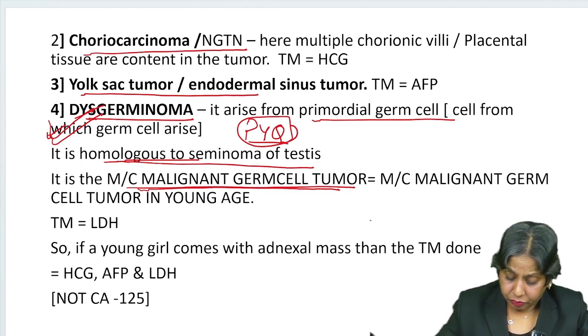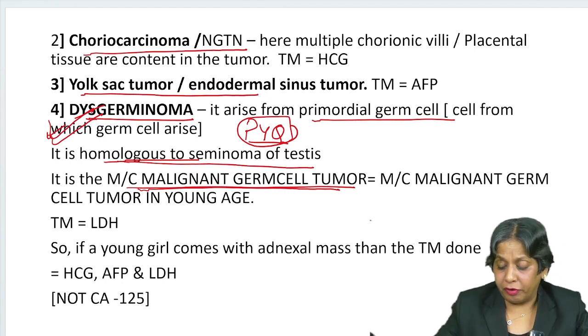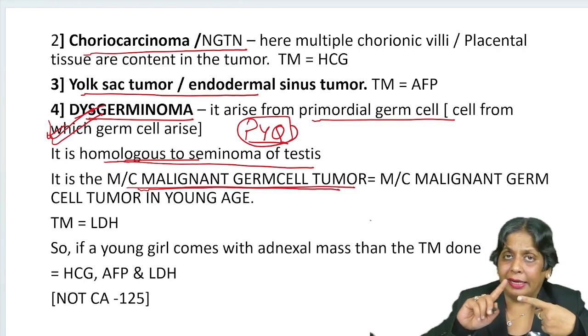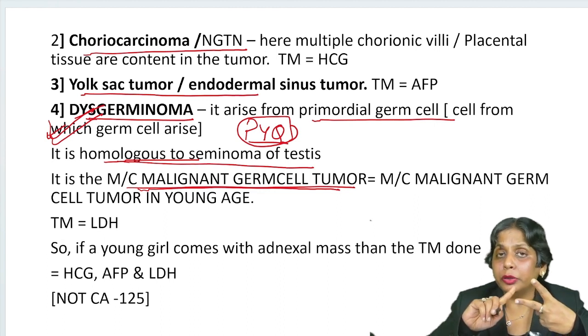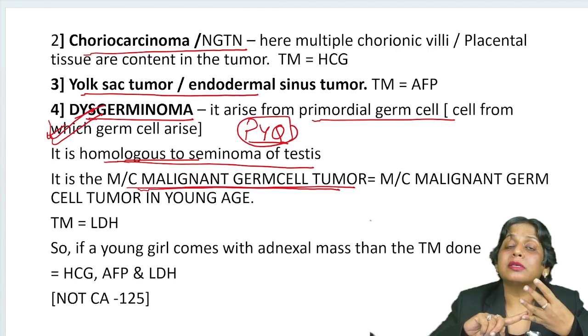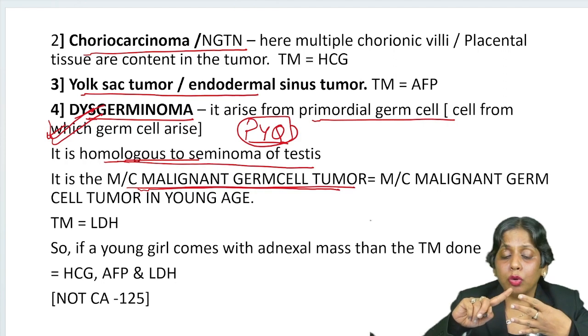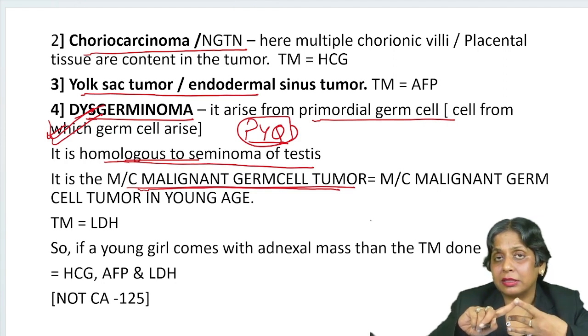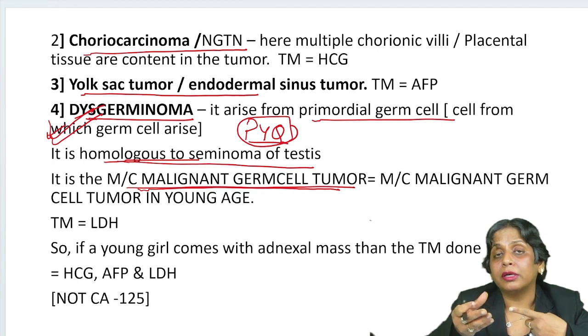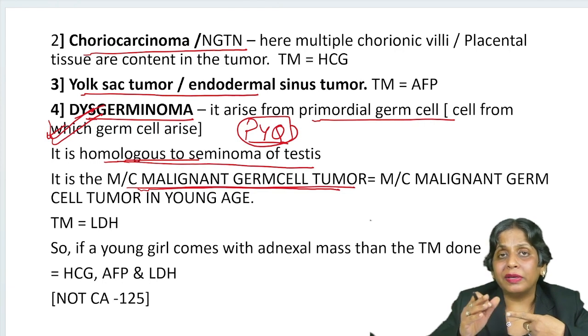Okay, now if a young girl is coming to us with an ovarian mass, then we have 4 tumors in our mind. Number 1, first and foremost, is benign teratoma or the dermoid cyst. Number 2 is choriocarcinoma. Number 3 is yolk sac tumor, and number 4 is dysgerminoma, which is the most common malignant germ cell tumor. This benign dermoid cyst we can easily identify on the ultrasound, because the content of the tumor is hairy structures, maxillary teeth and all this. So we can easily confirm it by its ultrasound characteristics.